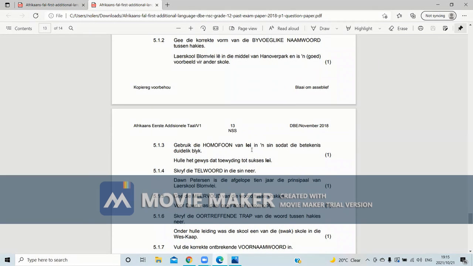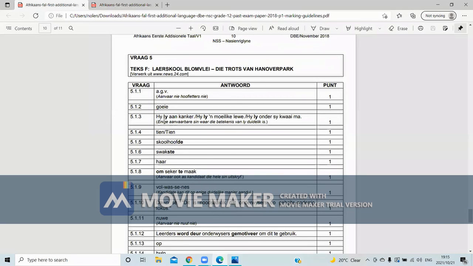Okay, so you can use either lei as an L-Y or you can use lei as an L-U-I. I would use the long Y because that's the exact same sound as L-E-I. Okay, so lei means to suffer with a Y. Maybe it's, yeah, I just want to check. Lei. Okay, so it means you're suffering from something. So hy lei aan kanker, he suffers from cancer. Or hy lei 'n moeilike lewe, he's suffering in it, like he's living a difficult life. Hy lei onder sy kwaai ma.